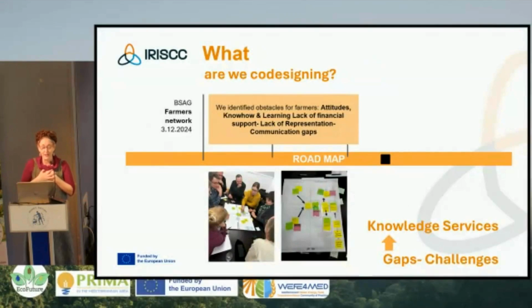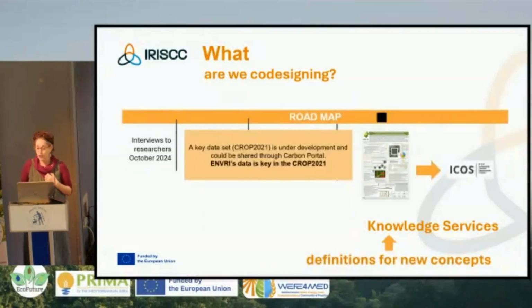So what were we co-designing? We identified, for example, in this farmers network Christmas party type of gathering, obstacles for farmers: attitudes, know-how, and learning, the lack of financial support and the lack of representation in the policy. And the communication gaps. These are the type of things that they show us.